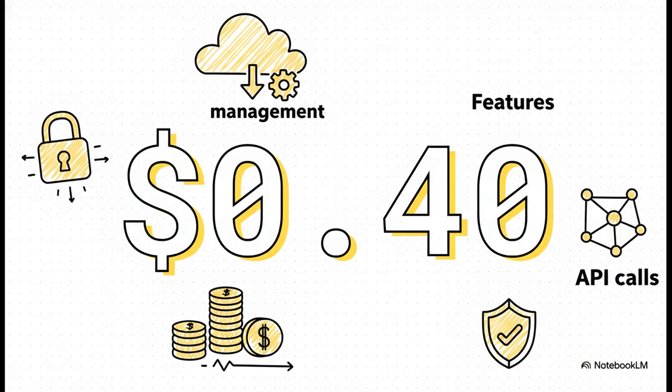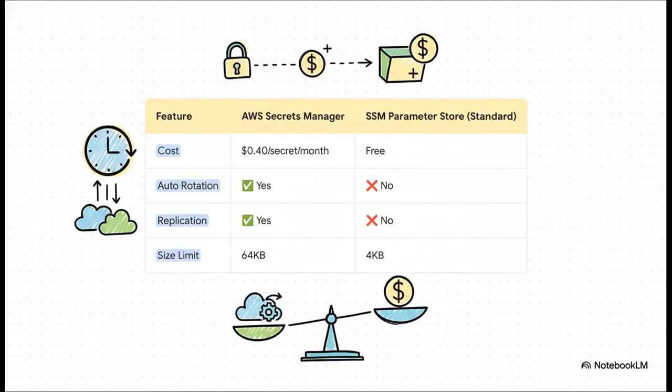Secrets Manager costs 40 cents per secret per month, plus a little extra for API calls. Now, that price tag is what's paying for all those advanced features. You're not just paying for storage, you're paying for active management. And this table just lays it all out perfectly. The standard tier of Parameter Store is free, which is awesome for simple configuration. But look at the features.